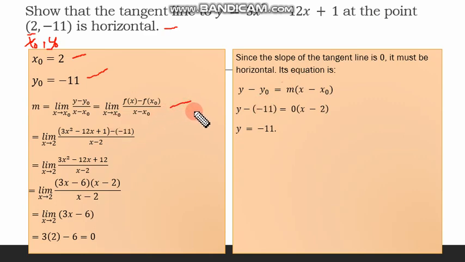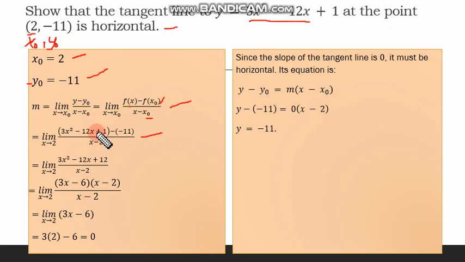So to get the slope of the tangent line, that's the limit of f of x minus f of x sub 0 over x minus x sub 0. So we have the x sub 0 and the f of x sub 0. That's the y sub 0. And then we have the f of x, or this one, 3x squared minus 12x plus 1. Okay, so let's solve the slope of the tangent line.